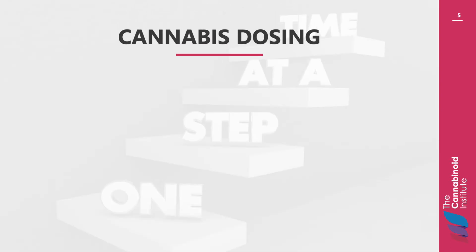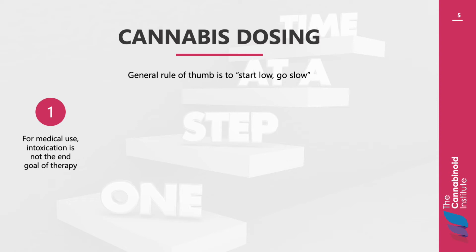The primary rule of thumb for cannabis dosing is to start low and go slow. THC-mediated side effects such as fatigue, tachycardia, and dizziness are all largely avoidable when the starting dose is low and the titration is slow. Slow upward dose titration also promotes tolerance to psychoactive sequelae of THC, which is especially important to naive cannabis users. For medical use, intoxication is not the end goal of therapy, so slow titration allows for the patient to find the sweet spot of dosing where they achieve symptom relief while minimizing psychoactivity.